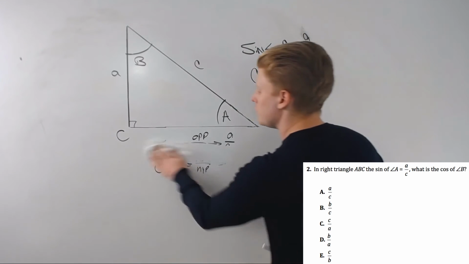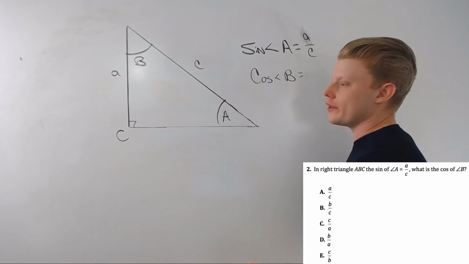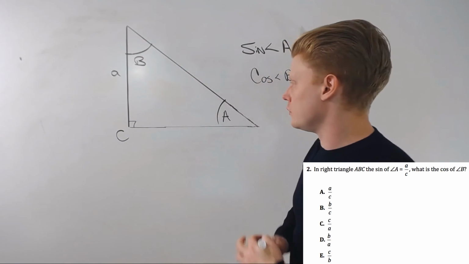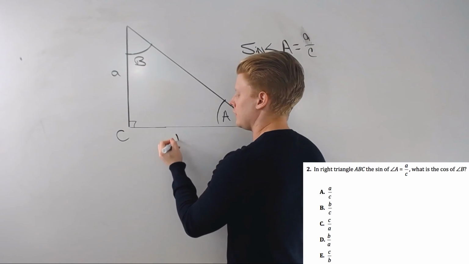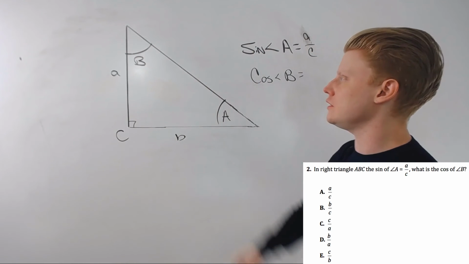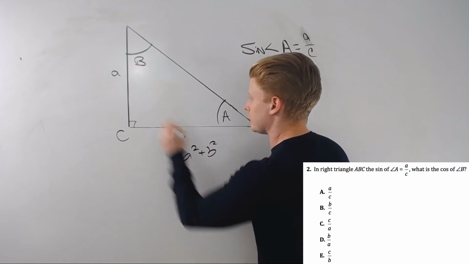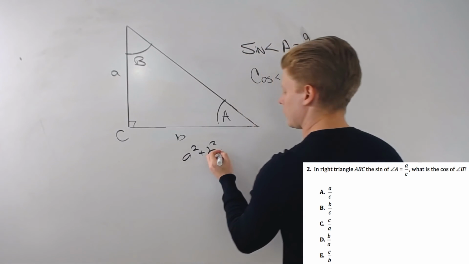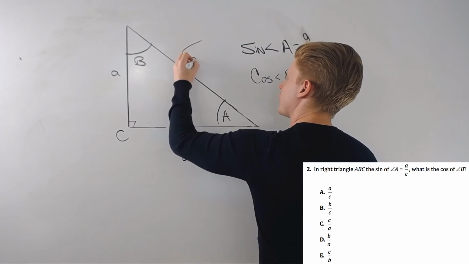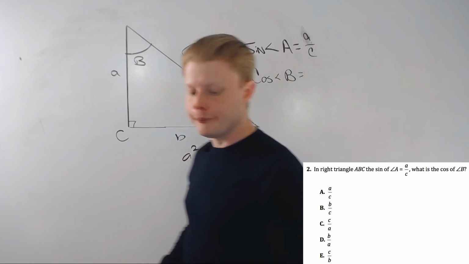I do want to talk just for one second about another way they can ask these that people find hard. So let's say I had little a and little b, and I needed to find the sine of A. Well, instead of calling this c, they may represent it as the square root of a squared plus b squared, because a squared plus b squared is equal to c squared. That's another way that can show up.